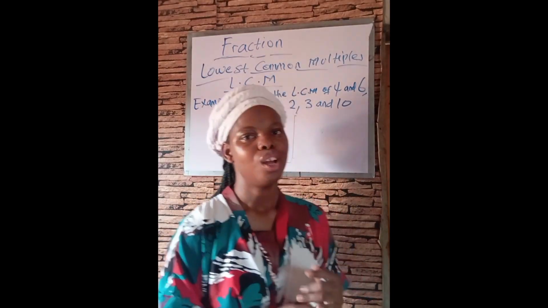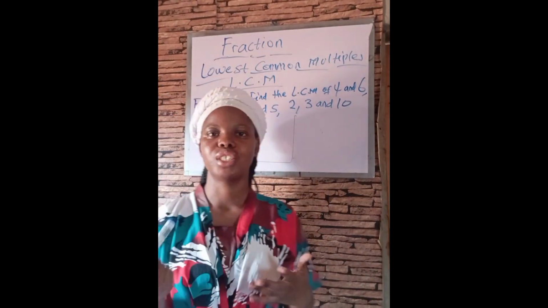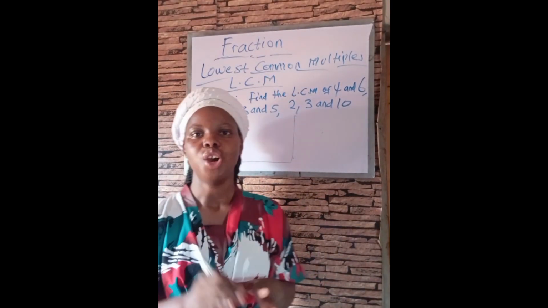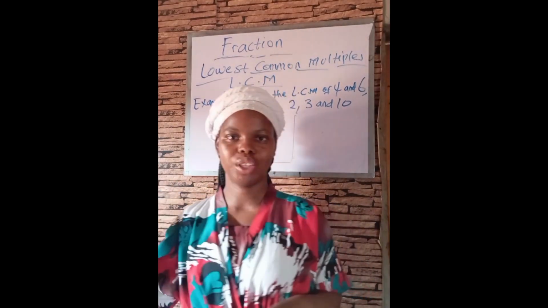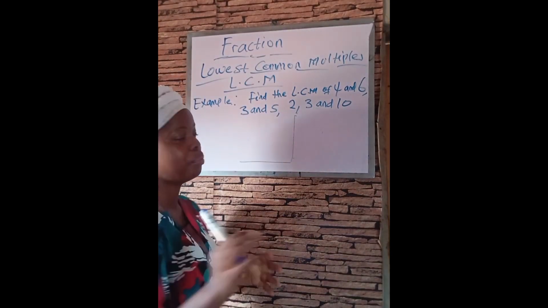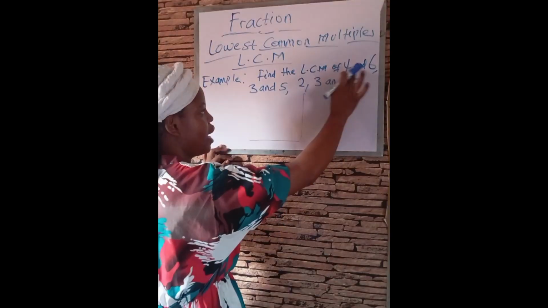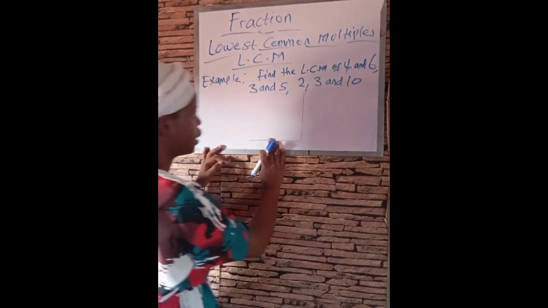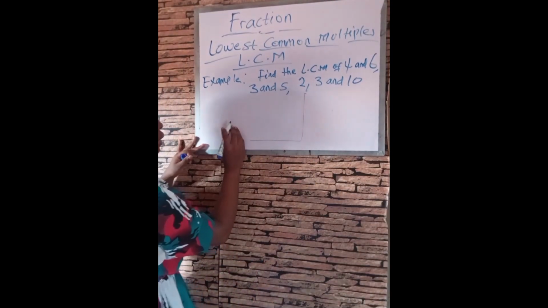LCM, lowest common multiple. We discussed LCM before, and we'll be needing it for the addition and subtraction of fractions with different denominators. So for example, let's find the LCM of 4 and 6, 3 and 5, then 2, 3 and 10. So the first one, we have 4 and 6.